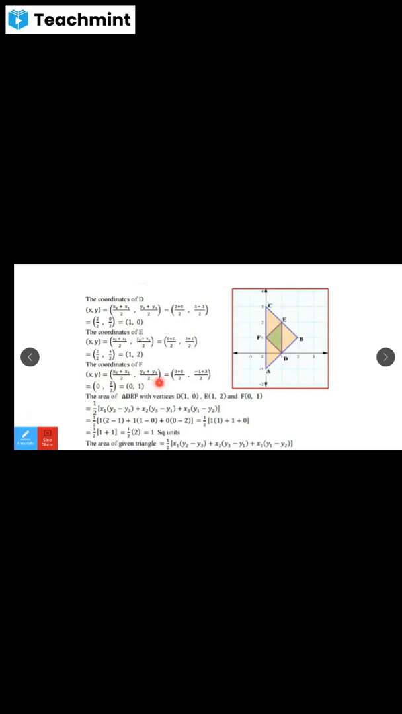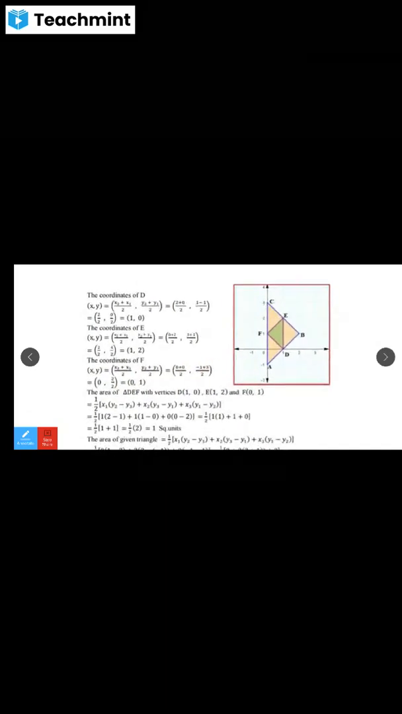So coordinates of F is given by, again, the midpoint formula, ((x2 + x1)/2, (y2 + y1)/2), which is 0 plus 0 is 0 by 2 is 0. Minus 1 plus 3 is 2 by 2, 2 by 2 is 1. So (0, 1) here.